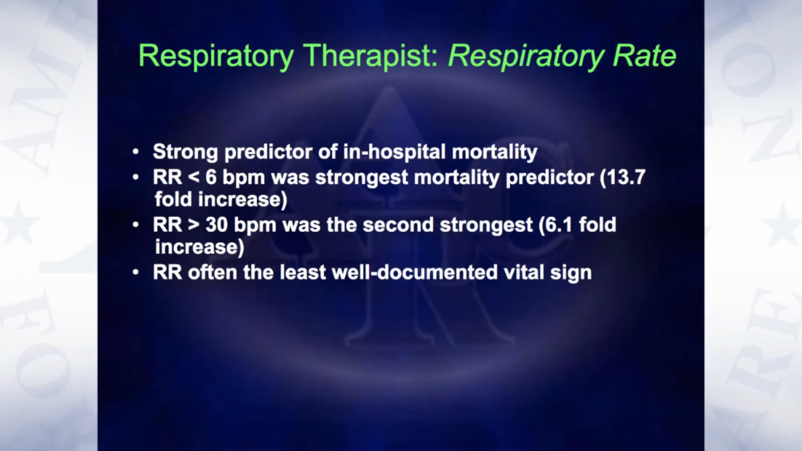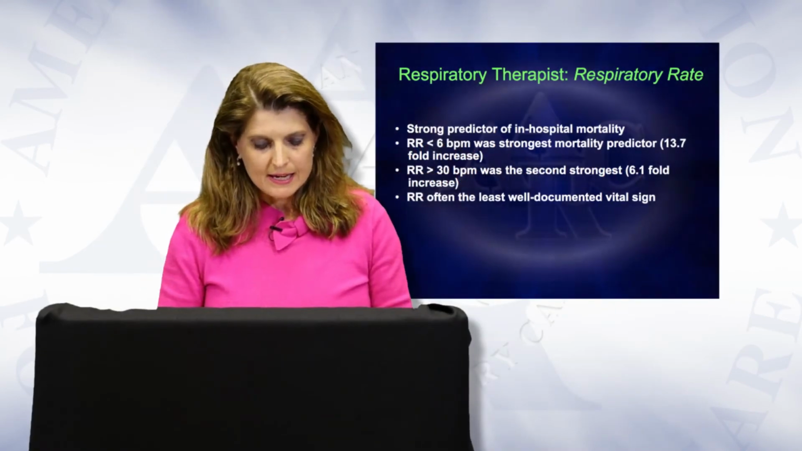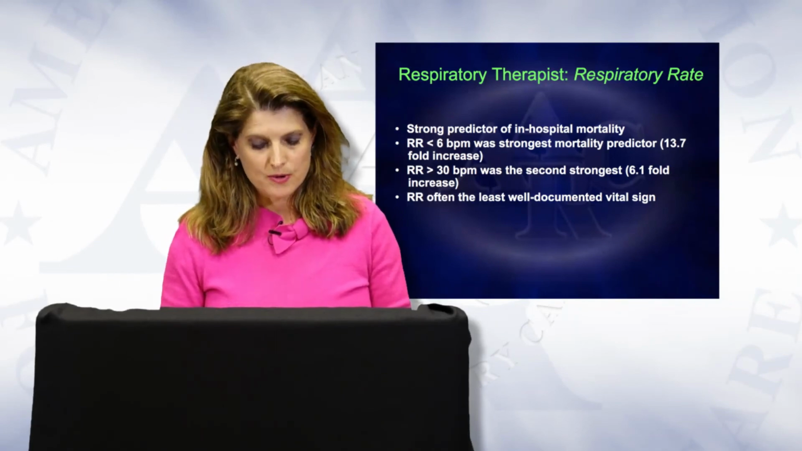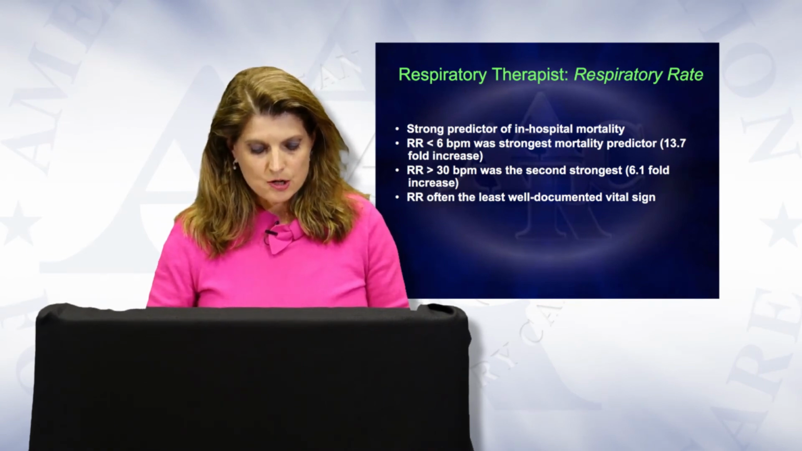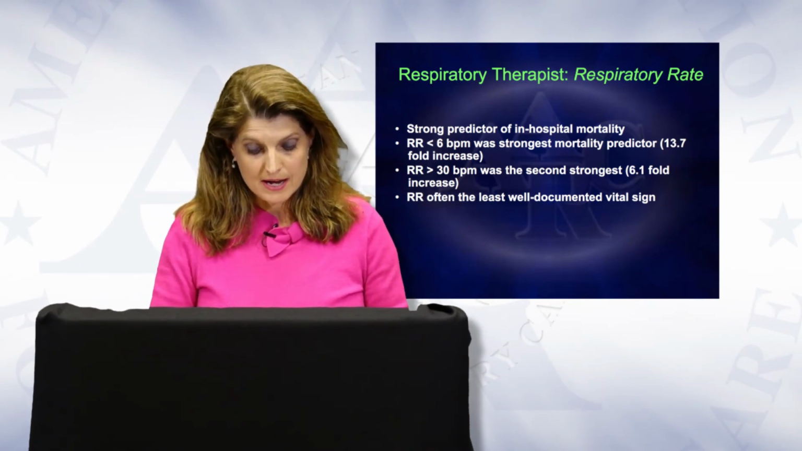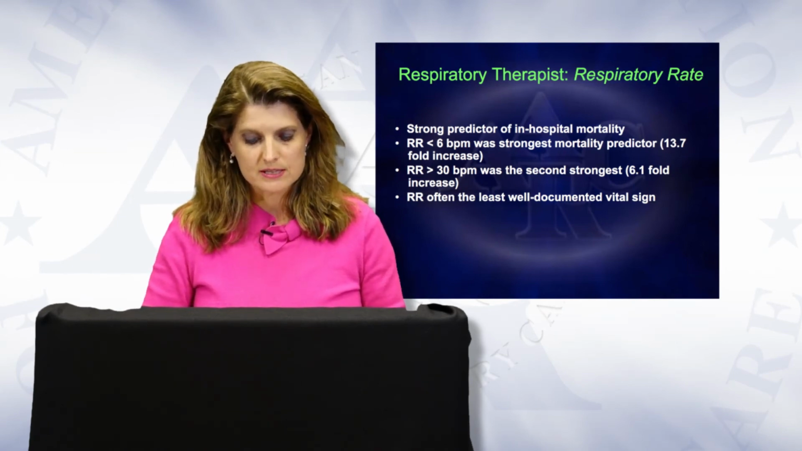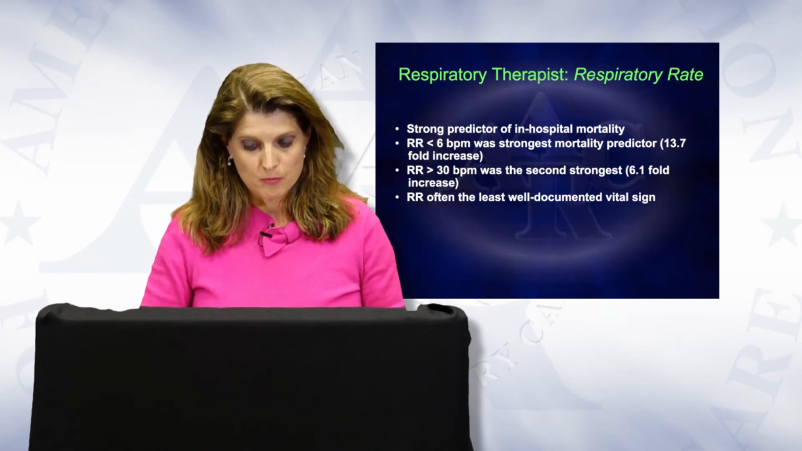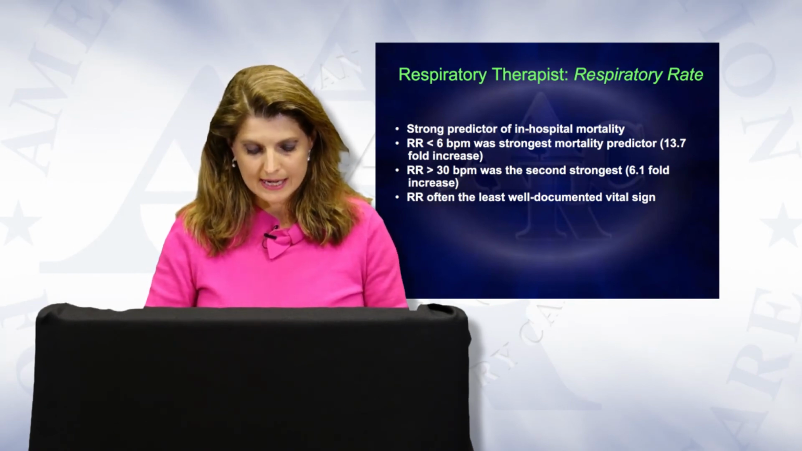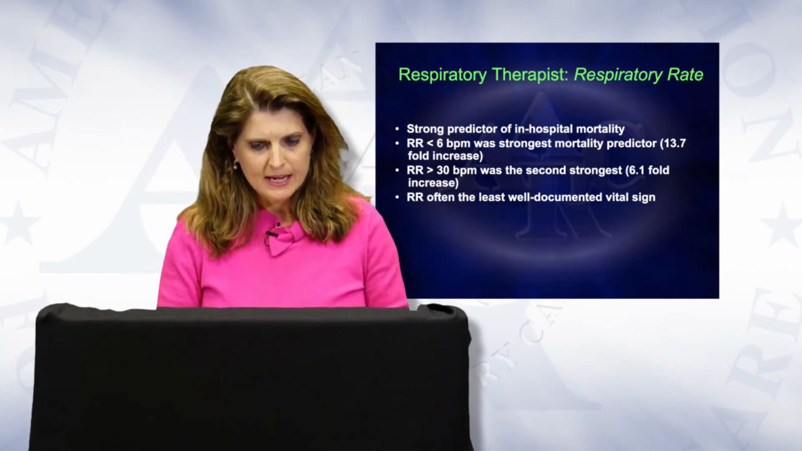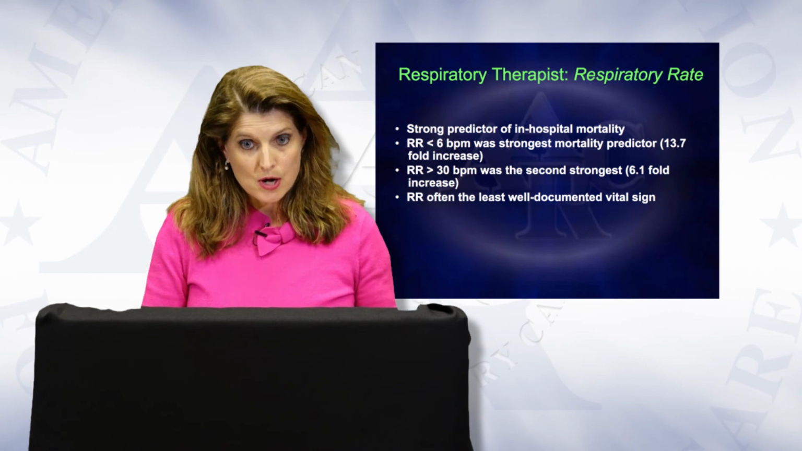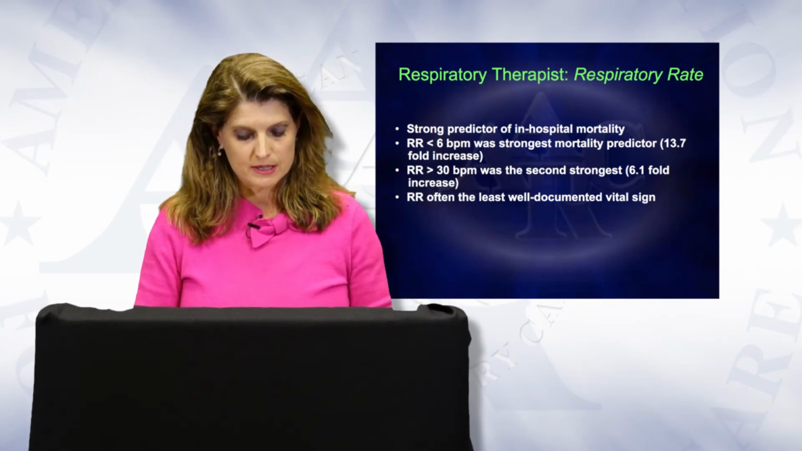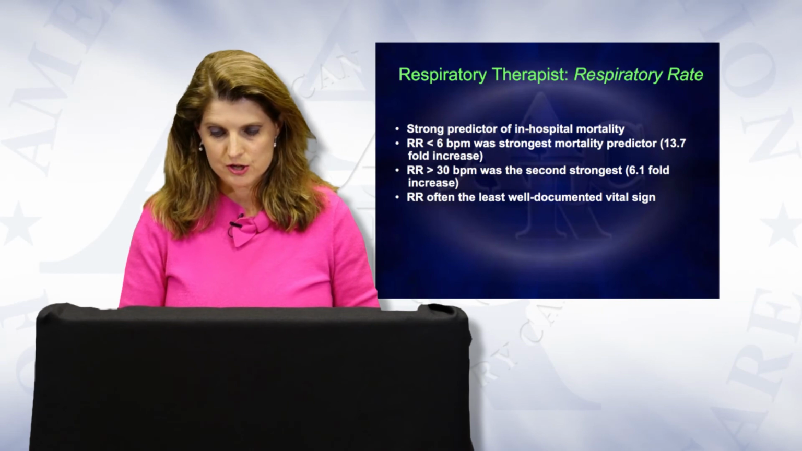Extreme and accurate respiratory rate calculation is a strong predictor of in-hospital mortality. In a 2004 analysis of 6,300 patients admitted to 5 different hospitals, it was demonstrated that a decrease in respiratory rate to less than 6 breaths per minute was the strongest predictor of mortality, with a 13-fold increase in the risk of mortality. In this same patient cohort, an increased respiratory rate of greater than 30 breaths per minute was the second strongest predictor of mortality, with an associated odds ratio of 6.1.